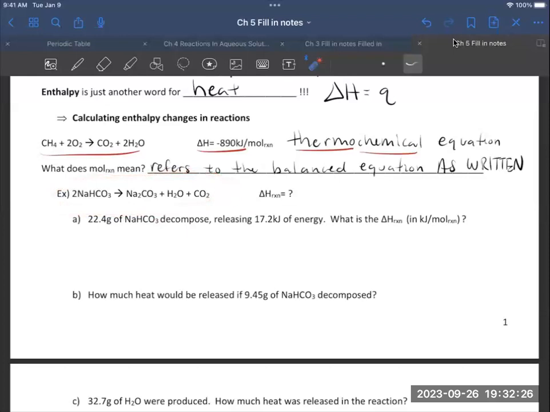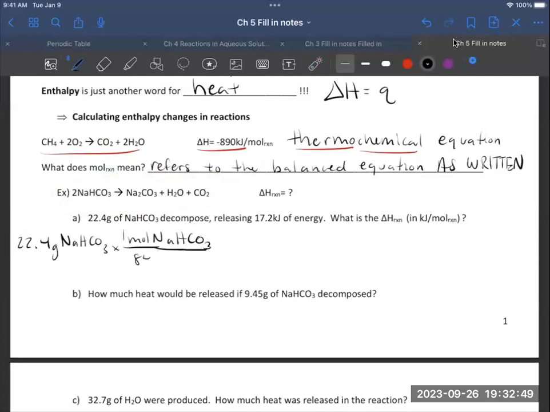In this particular case, we should always start by converting our grams to moles. So we have 22.4 grams of our sodium bicarbonate, and we turn that into moles using molar mass. This guy has a molar mass of 84.0.